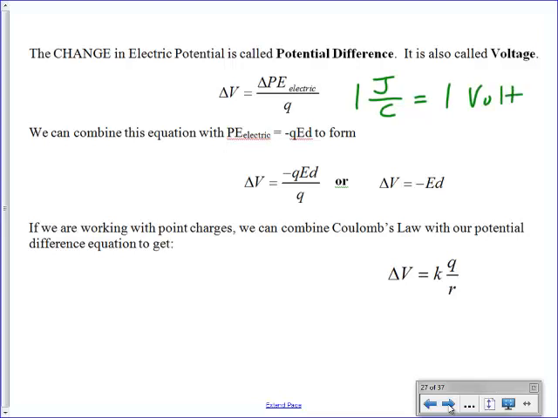If we combine this equation with our formula for electric potential energy, where we said electrical potential energy equals negative QED, if I make a simple substitution, I end up with voltage equals negative QED over Q, or the Q's cancel, and I come up with this formula that voltage equals negative E, that's my electric field, times my distance. This is for uniform fields. If I'm working with point charges, we can combine Coulomb's law with our potential difference equation to get a formula for voltage around a point charge, and that's simply KQ over R.